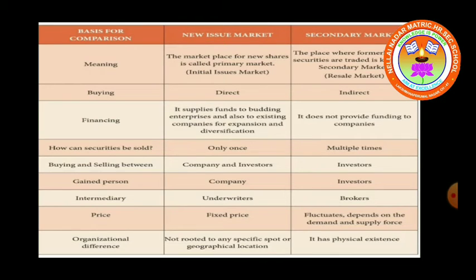Organizational difference. The new issue market is not rooted to any specific spot or geographical location. The secondary market has a physical existence.